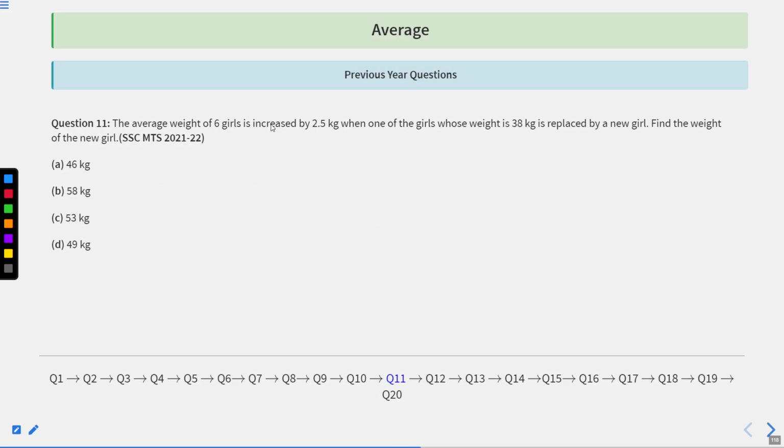Now, problem number 11. The average weight of 6 girls is increased by 2.5 kg when one of the girls whose weight is 38 kg is replaced by a new girl. Find the weight of the new girl.